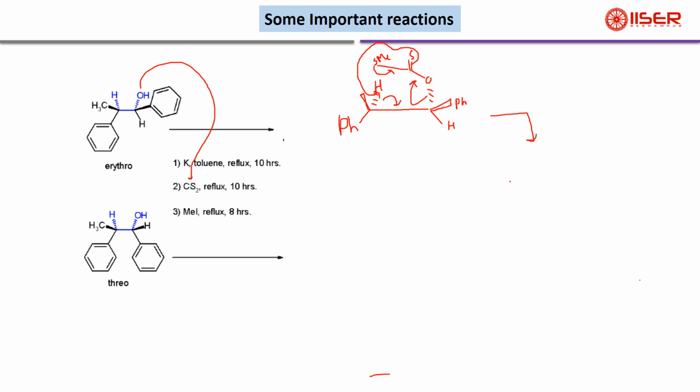So the correct option is, methyl and phenyl will be in the same plane because both are above. So this is the correct answer here. That is an E alkene.